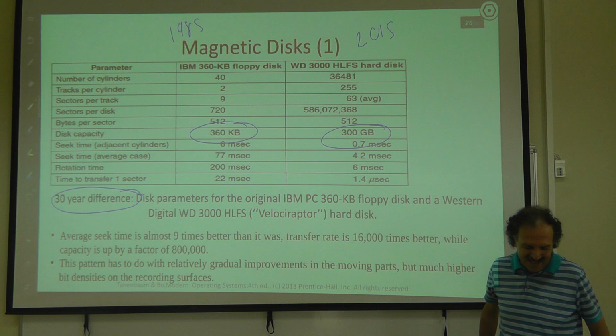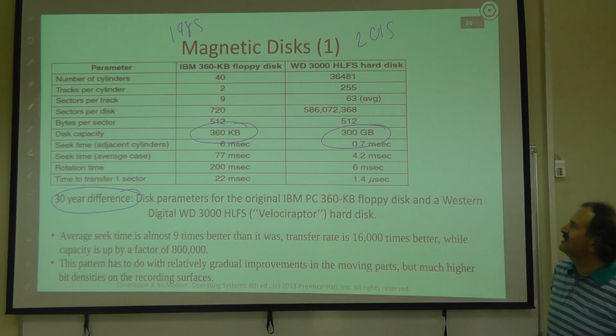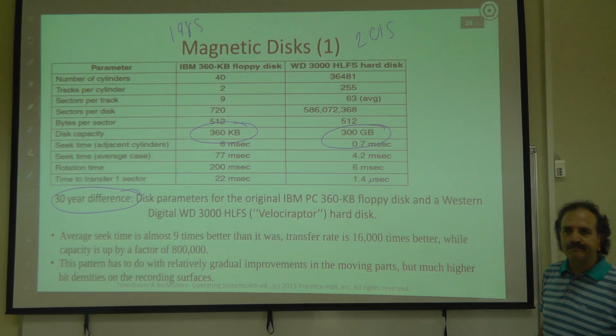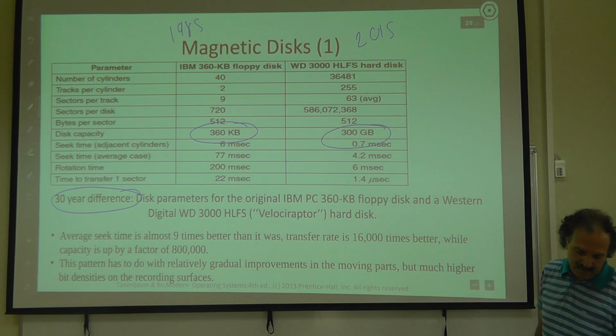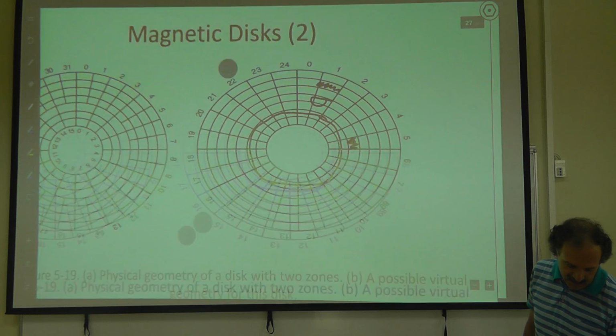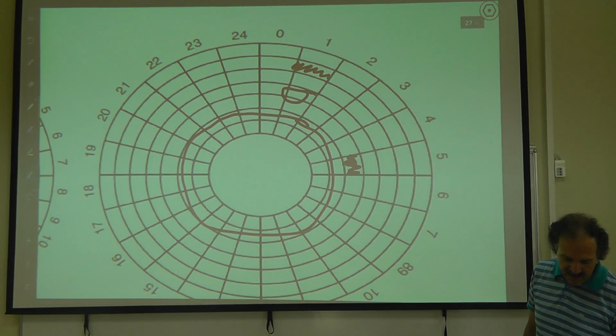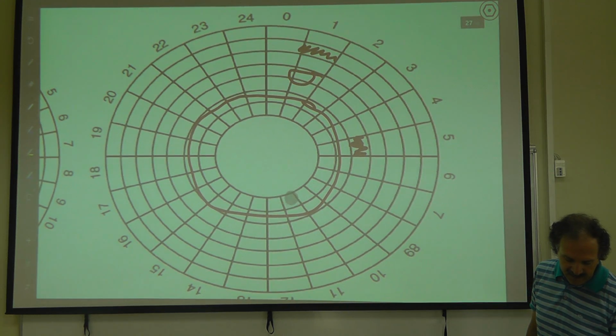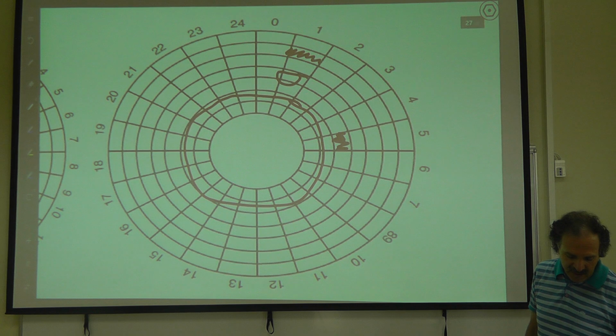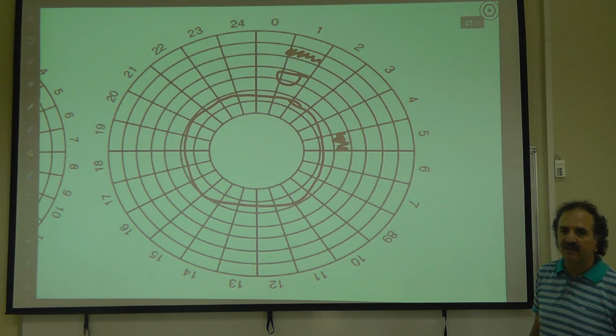What is 63 average? Why does it say average? This one has 9. There are 9 sectors for each track for the floppy drive. The other one has 63, but it's an average. Why does one of them not say average, and the other one says average?